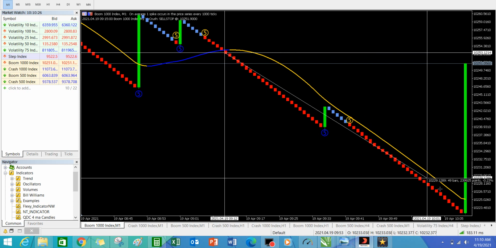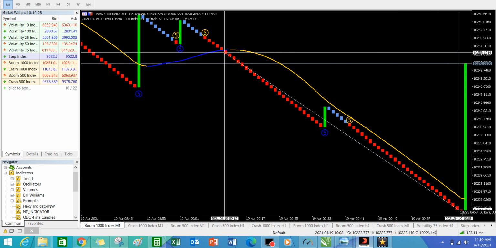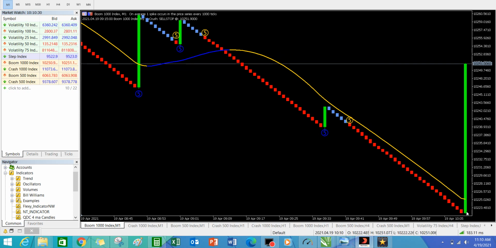We had a very long downtrend here to this level, that is about 56 minutes candles, but it is already at a support level. That is why we saw the spike happening right now.